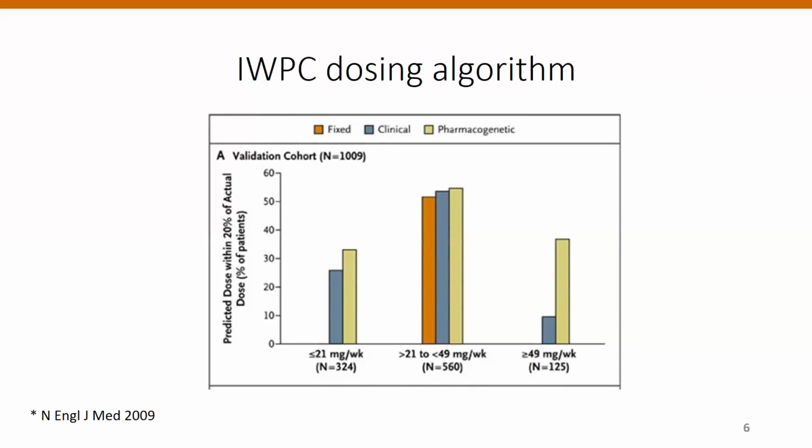30% of the low dosage patients and more than 30% of the high dosage patients upfront the correct dosage within some range of 20% of the actual dose. As you can see, the blue one shows just the clinical features, especially for high dosage. The pharmacogenetic algorithm does much better than just the clinical.